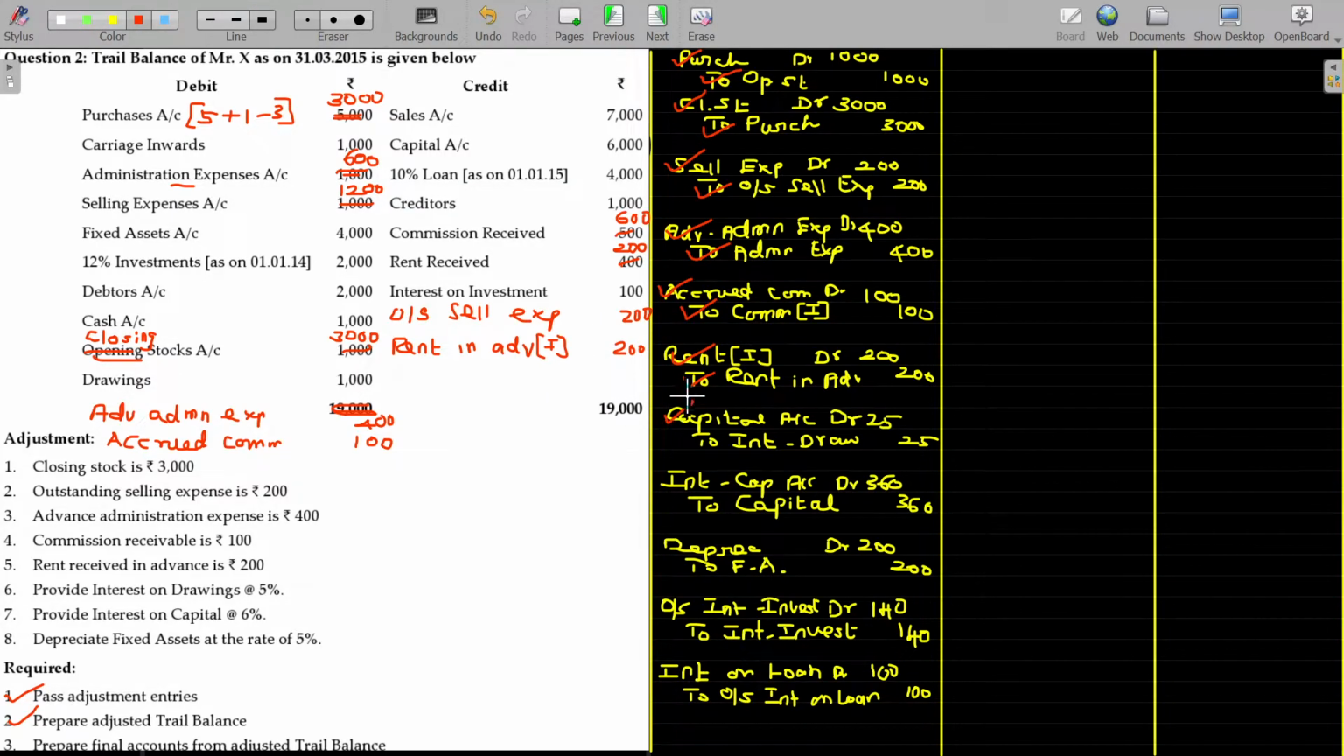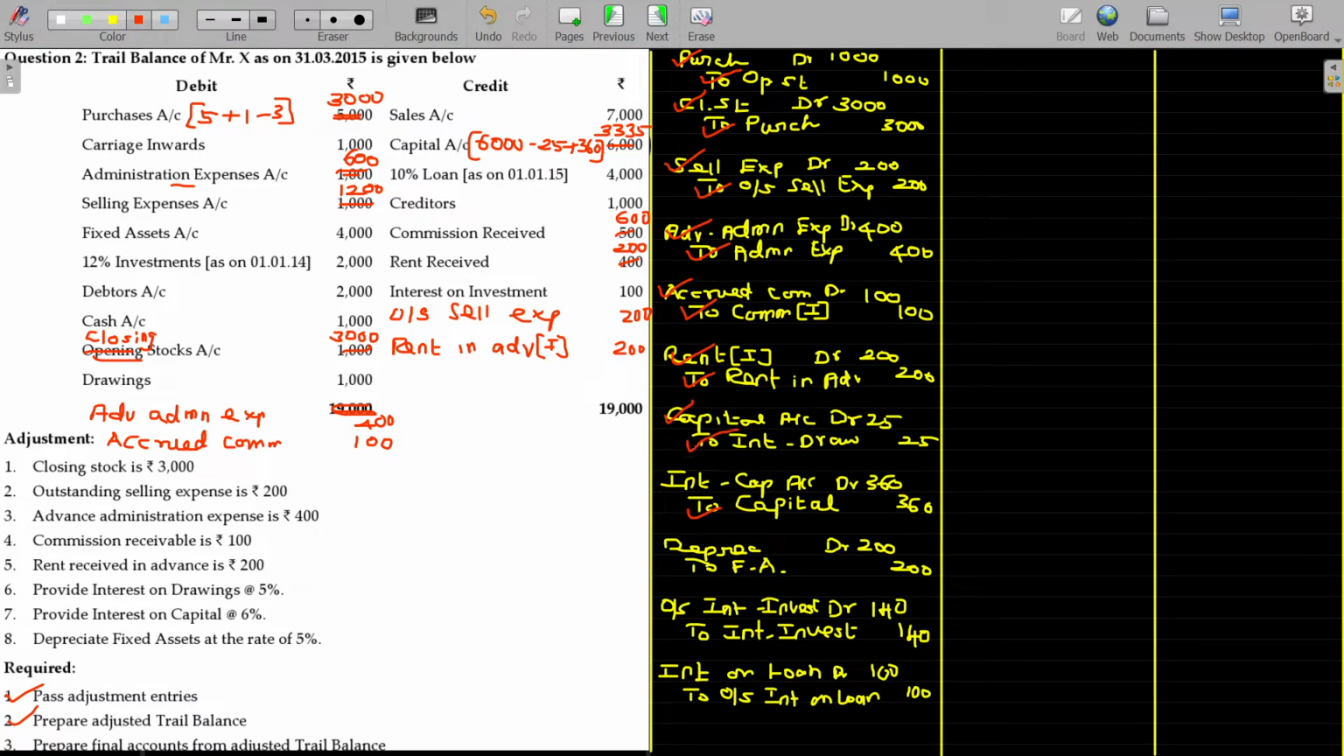Capital should be adjusted. So the capital balance being 6,000. Now this 25 is the debit balance, so it should be subtracted, right? And here also we have another 360 in the credit side, it should be added. Now after doing these two adjustments with the capital, the new capital balance being 3,335. Am I right? Verify this 3,335.